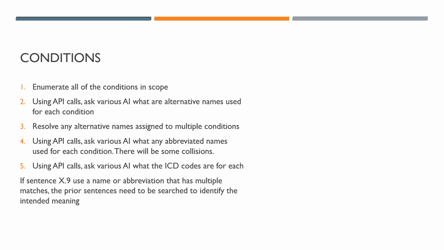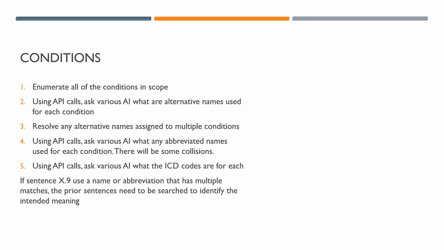Again, API calls to find alternative names. Repeat that for each alternative name that comes back. Then resolve, identifying which ones have multiple conditions. And then you may have to implement code to examine the whole article to try to identify which one of these alternative names matches to which one of the original names.